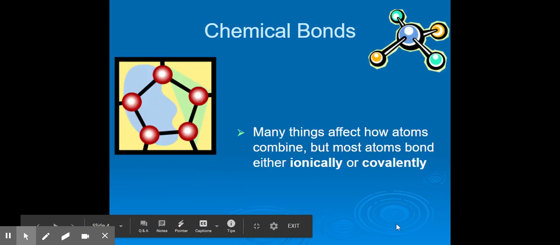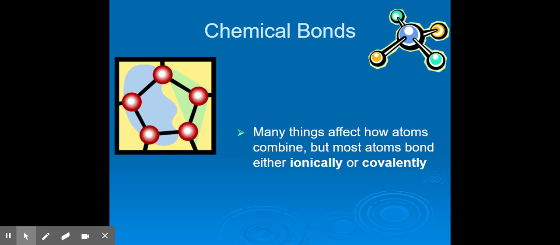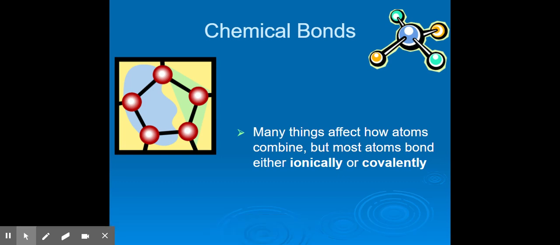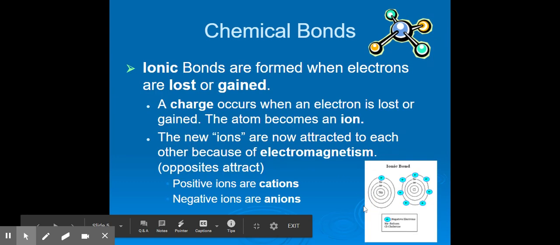All right. Atoms will either bond ionically or covalently. Ionically is when electrons are lost or gained. That is a bond between a metal and a non-metal. And covalent is when electrons are shared, and those are bonds just between non-metals, 2 or more non-metals. So if you have a metal and a non-metal, which is what we'll talk about first, you have an ionic bond. If you have only non-metals involved in your compound, then you likely have a covalent bond.